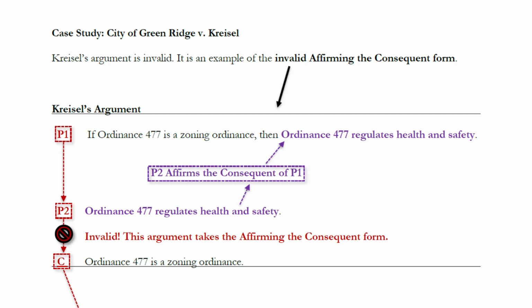The argument that Kreisel makes here is invalid, and it is invalid because it commits the logical fallacy of affirming the consequent. Premise 1 tells us that regulating health and safety is a necessary condition for being a zoning ordinance. But importantly, it does not tell us that it is a sufficient condition. Then, P2 claims that the consequent of that conditional is true, and the argument draws the conclusion on this basis that the antecedent of the conditional must also be true. Of course, this is precisely the invalid form of argument that characterizes affirming the consequent. As such, this argument is invalid.